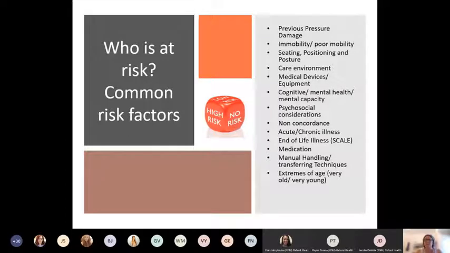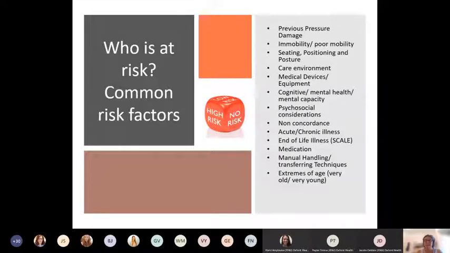So thinking about the shearing forces and direct pressure from the pictures that we've just seen, you can see clearly that poor positioning in chairs or being in one position for a long time have a big impact. So care environment, you need to be thinking about medical devices and equipment. What is the body in contact with? It could be a face mask from CPAP or something, it could be oxygen tubing, it could be a neck collar. It's not just the classic, what are you sitting and lying on?